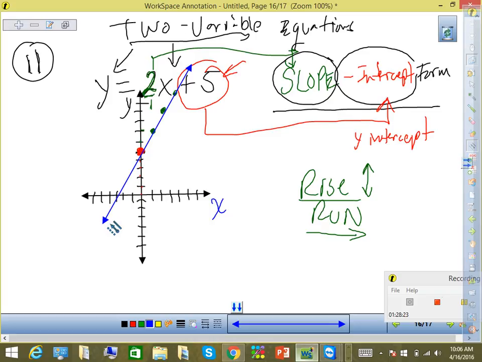Using that same coordinate plane that you created, I want you to graph this next line by yourself. Here we go. Example 11Q. Here's your equation. Y equals negative 3x plus 8. See if you can graph that one by yourself on that same coordinate plane that you just did.